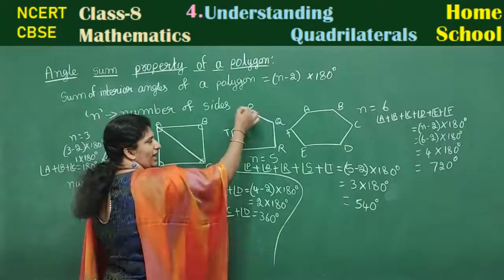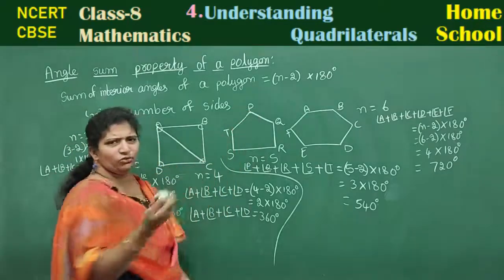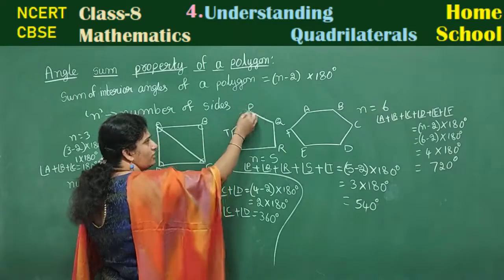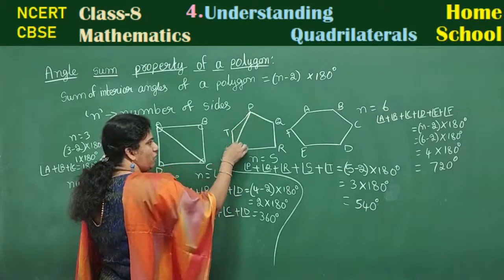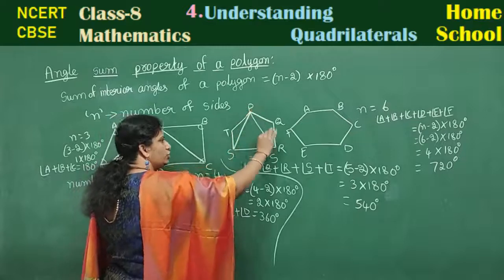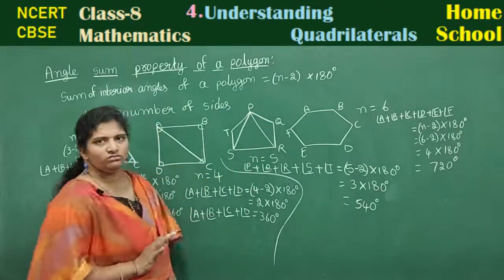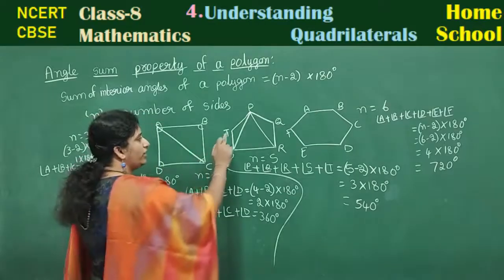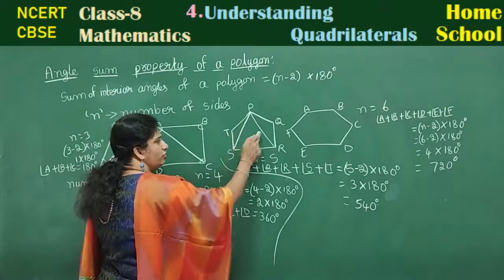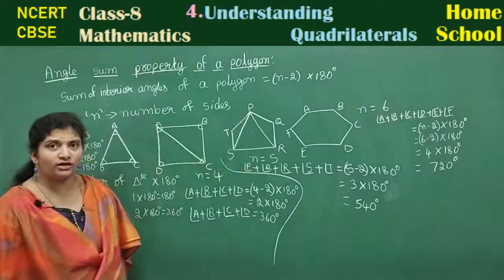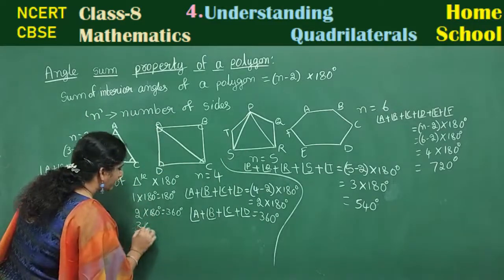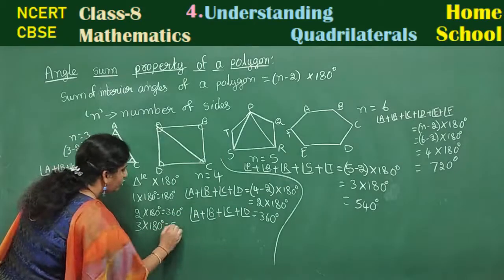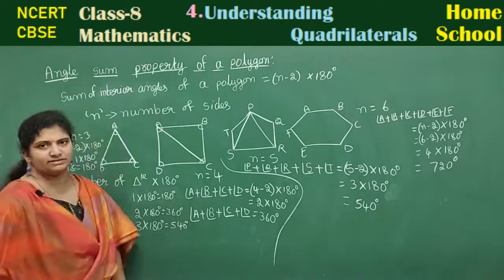Take any one point. I take P. You can take T, Q, S, any one point. From this, I try to join non-consecutive points. 1, 2. That's it, no? I have joined, but that is not the number of triangles. Look here. 1, 2, 3. How many triangles did you get? 3 triangles. 3 into 180 degrees is equal to 540 degrees, which is your answer.